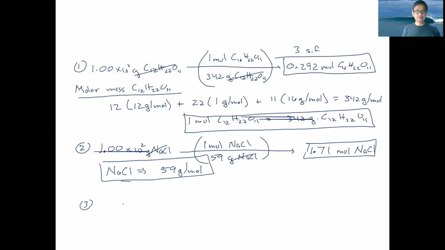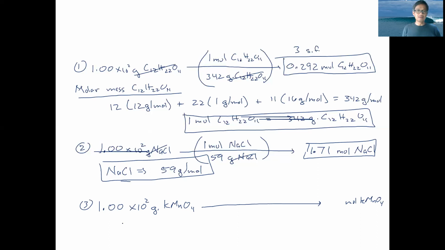So we have potassium permanganate, folks. Hopefully you got that formula correct, but let's work that out. We have 1.00 times 10 to the second grams. Potassium permanganate, folks, is KMnO4. Hopefully you got that right. So we're going to solve for the moles of KMnO4.